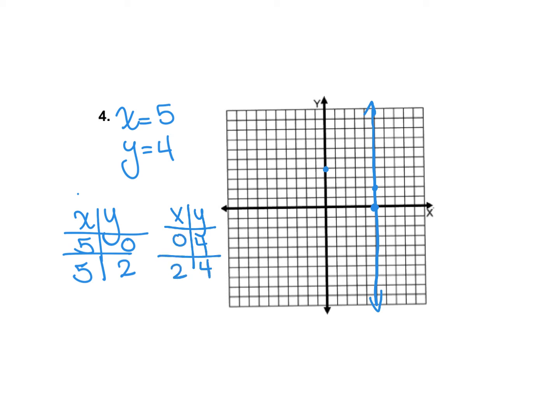Let's do 0 and 2 again. So you have over 0, up 4. I'm going over 2, up 4 again, and notice how you have that horizontal line. And so now we're going to find where it's going to intersect. Notice it's intersecting right here at 5, 4. So the solution to the system is 5, 4.